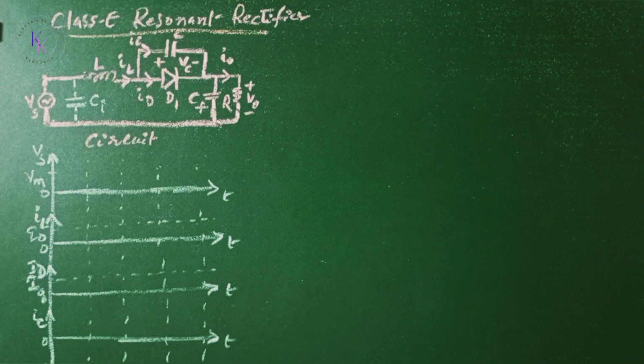It uses the principle of zero voltage switching of the diode. That is, the diode turns off at zero voltage. The diode junction capacitance is included in the resonant capacitance C and therefore does not adversely affect the circuit operation. The circuit operation can be divided into two modes, mode 1 and mode 2.